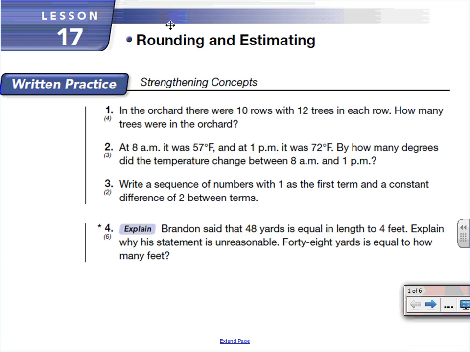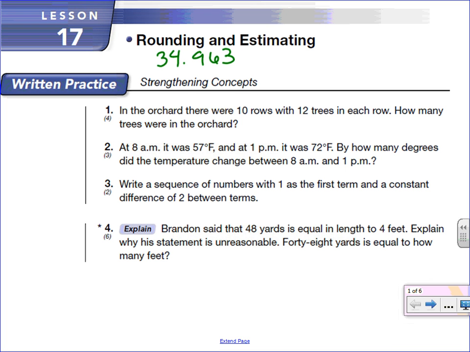Lesson 17 is on rounding and estimating, which should be quite a bit of review for people. The main thing to remember is that when you are rounding, anytime you cut a number off rather than writing all of the decimals or all of the digits, you need to make sure that you round correctly. You don't just cut it off. If the number after what you're cutting it off at is 5 or more, the number you're cutting it off at rounds up.